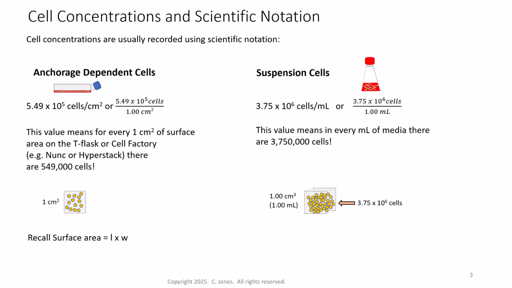So again, here we're dealing with a volume, right? Length times width times height. And so within this 1 cubic centimeter or 1 mil volume, there are 3.75 times 10 to the 6th cells.